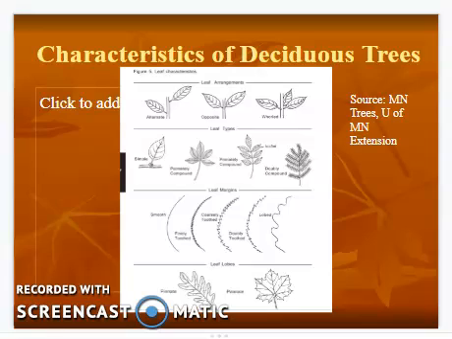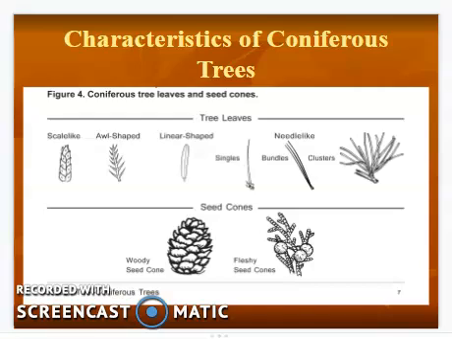I included this just because I wanted you to see some of the things you'd be looking at to help you identify trees if you are using the deciduous tree key from this book. We are focusing on coniferous trees. Here's the page from the book that focuses on that, and these are the characteristics that are most important.